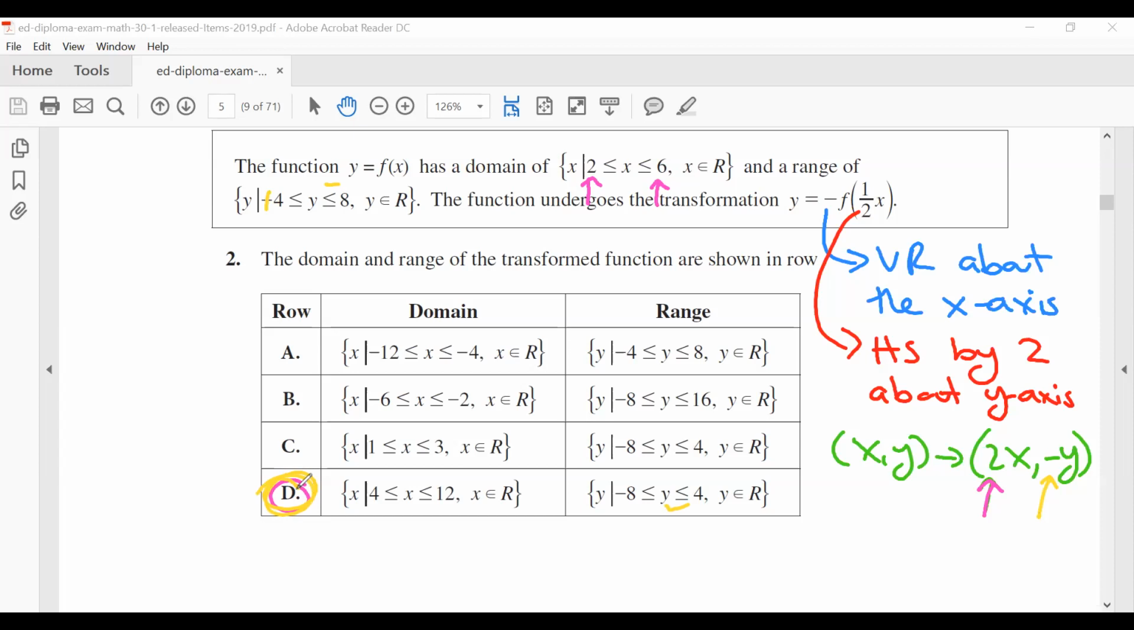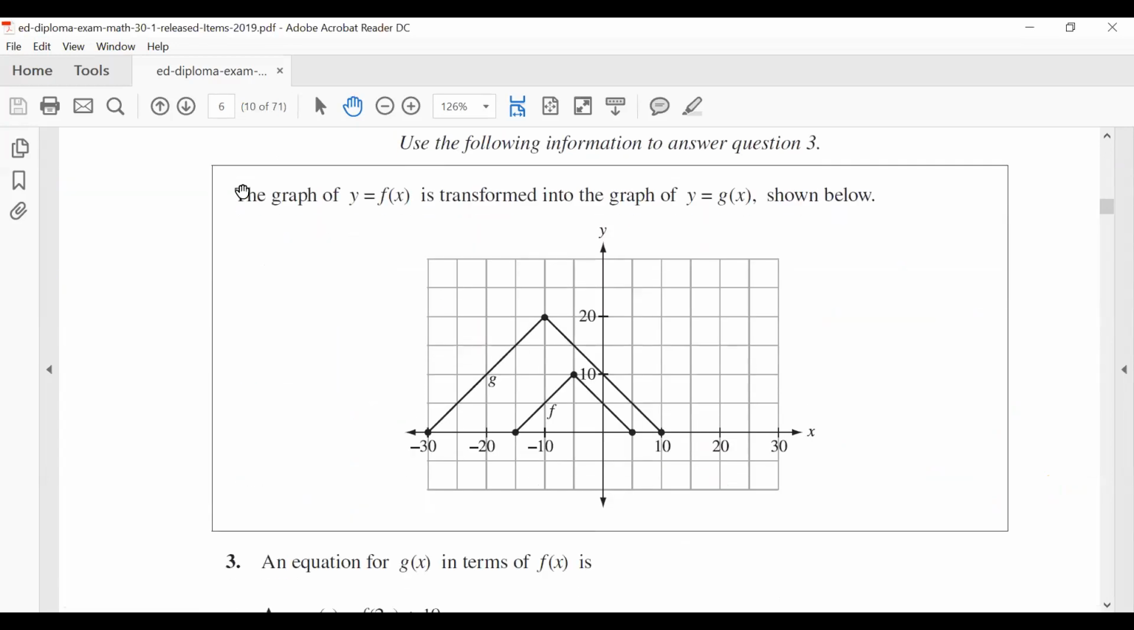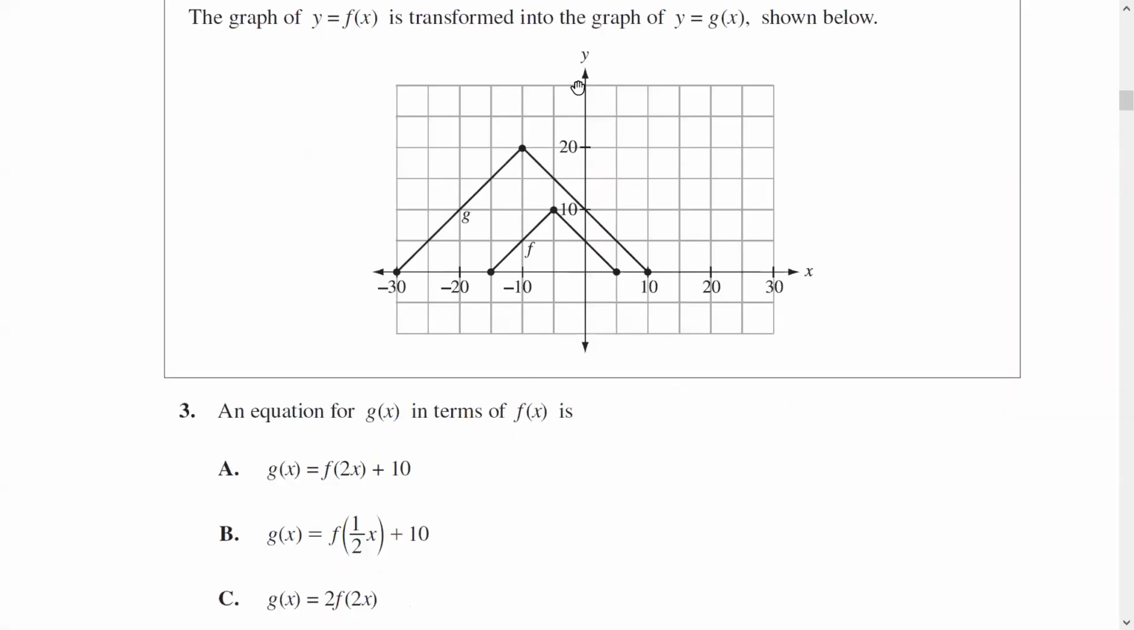Okay, 2 down, 2 to go. These are all diploma questions from January 2019, by the way. Okay, this one here, we've got 2 graphs, and we're going from graph F to graph G, and you've got to write the equation for G in terms of F. Okay, hit pause. Come back when you're ready.